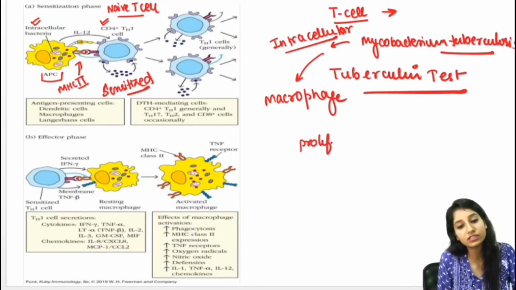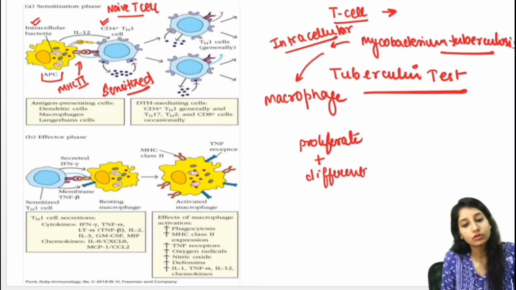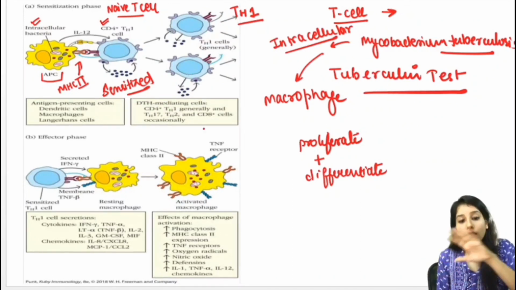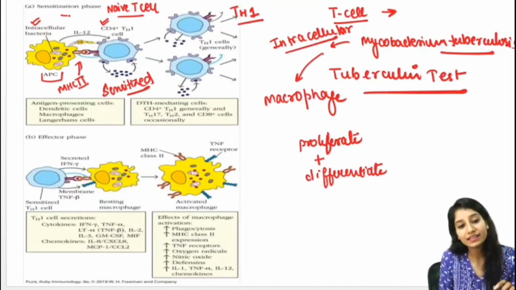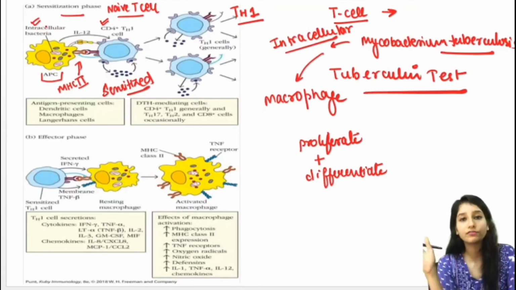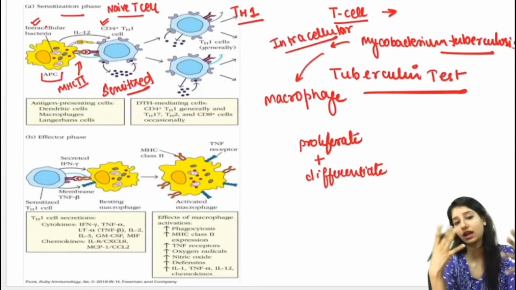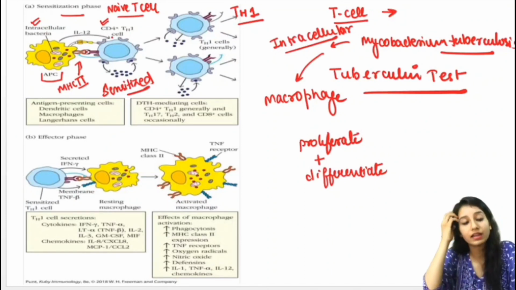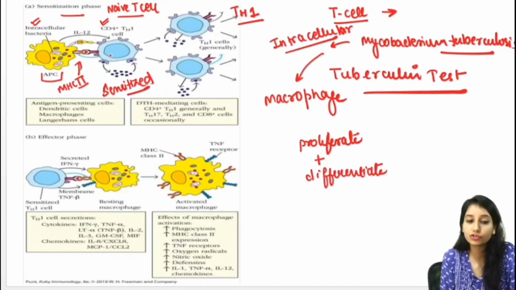With that, it will start to differentiate. So the naive T cell will get converted into T helper 1 cell, and a number of T helper 1 cells will be formed in our body. But all this is known as the sensitization phase. Right now we will not feel anything. We will not feel that our immune system is creating some kind of response, or feel any kind of hypersensitivity. Okay.